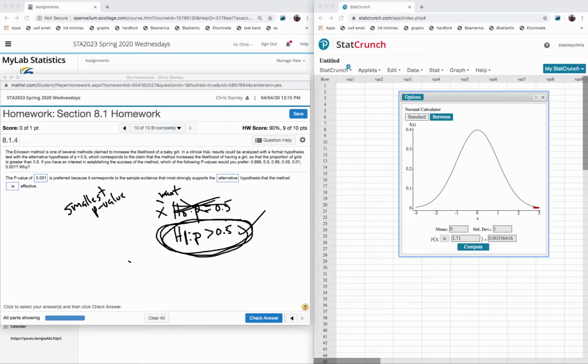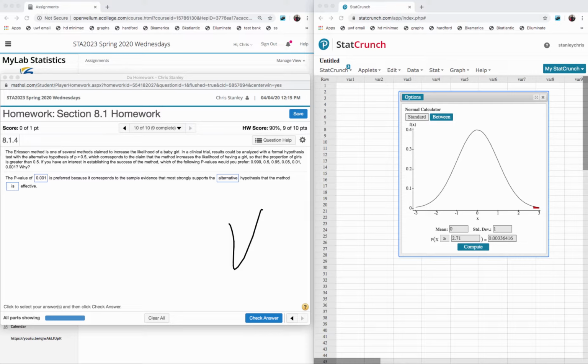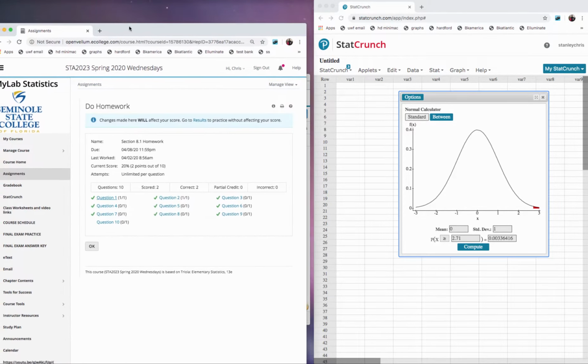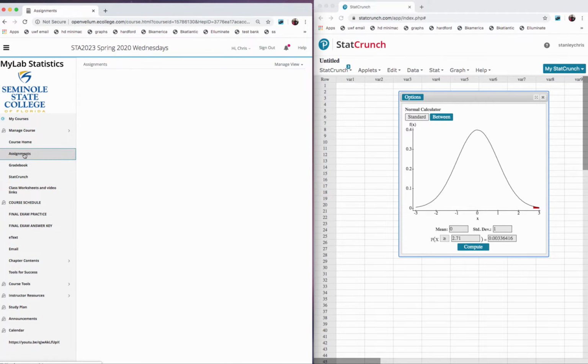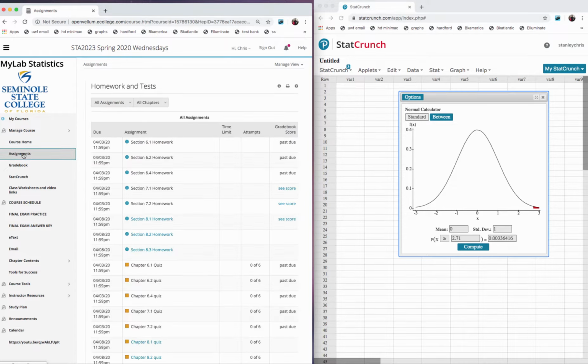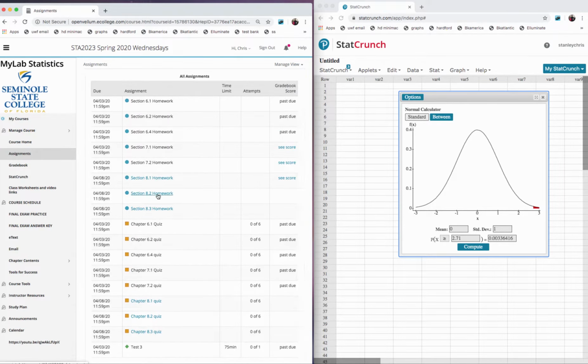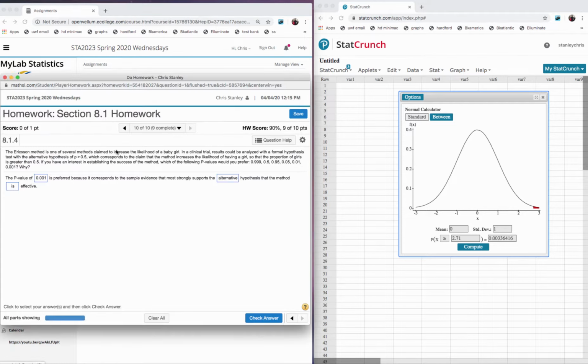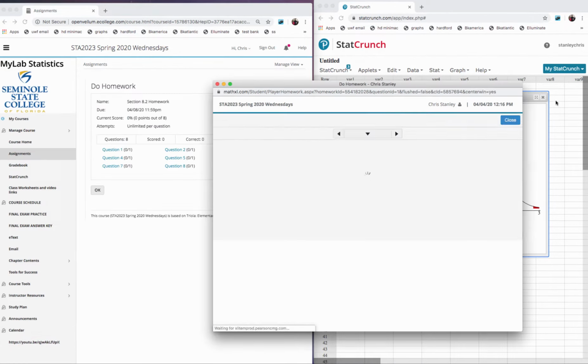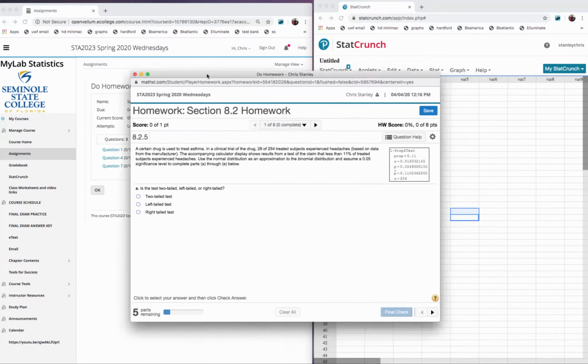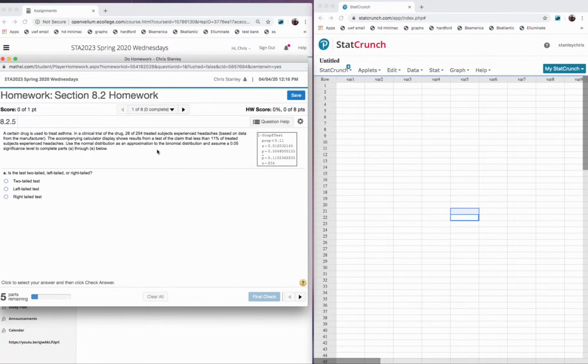In the next section, 8.2, we're basically just doing the tests. Okay, here we go. 8.2. Okay, let's get started. Go ahead and pause and read the problem.